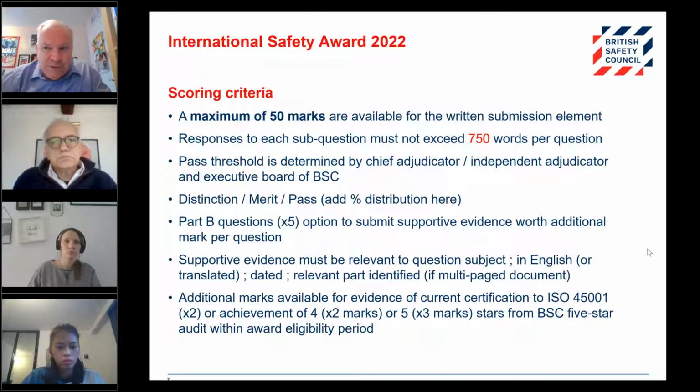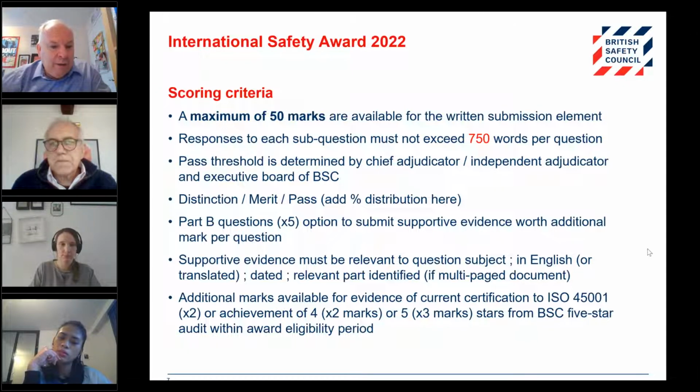If it's a big document, such as a health and safety manual, then just say, refer to section 6, or whatever it may be. Don't expect the adjudicator to go and find the relevant parts. Point them in the right direction. They have a lot of papers to mark, a lot of applications. We want you to succeed, so give yourself every chance and point the adjudicator to the right part of the evidence. Again, just to stress, this is optional. You don't have to upload additional evidence, but there are 5 extra marks there if you do.